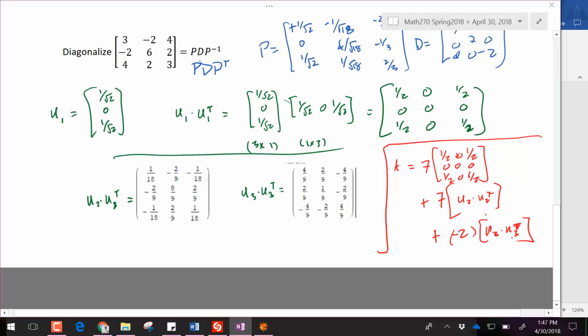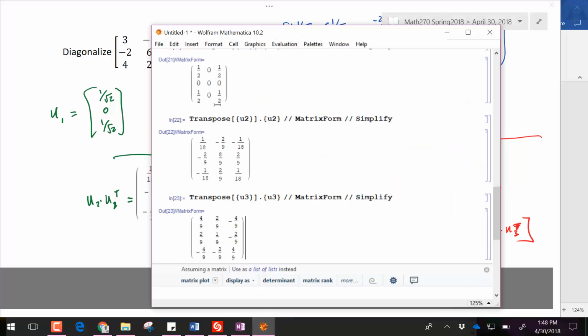Now we were able to take apart that matrix and break it up into these different matrices, multiplied by their eigenvalues. So we should probably check, since we have it in Mathematica, we should check this if we multiply these things by the appropriate values, right?